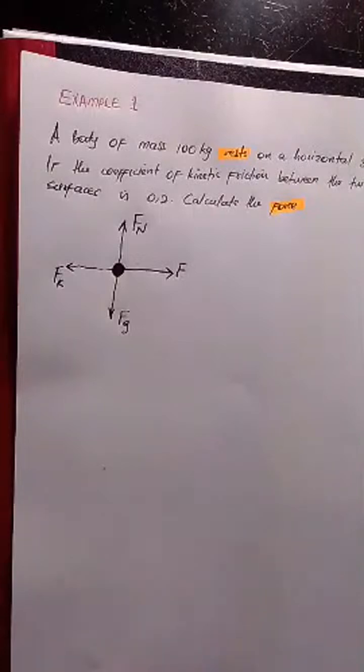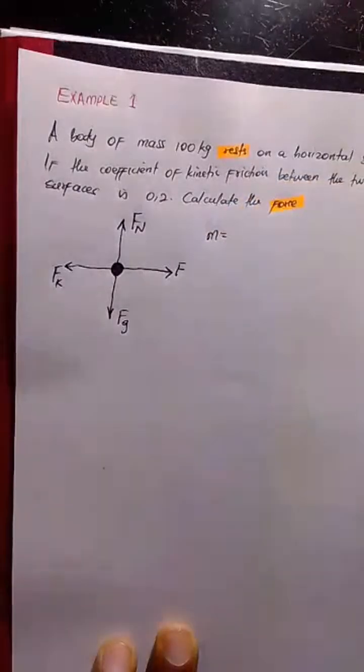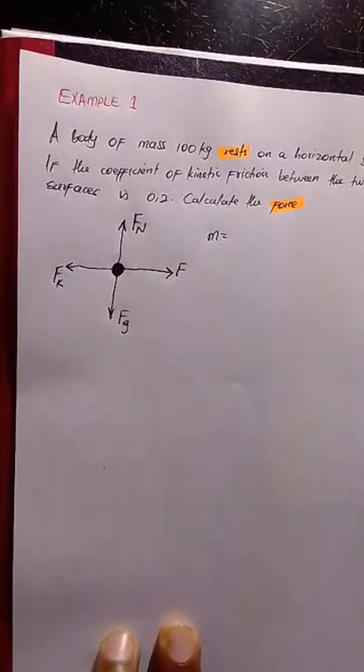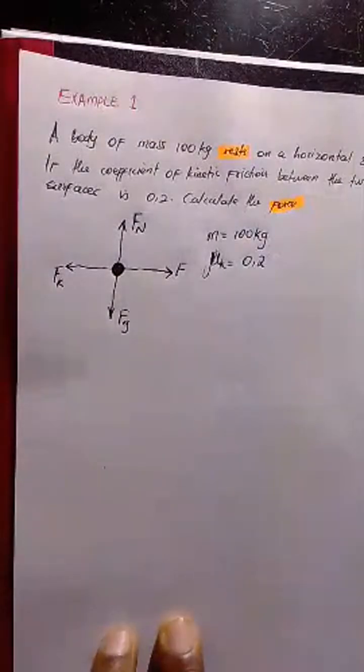Now we need to calculate our frictional force. Let's just write what we are given. We are given the mass of the object, which is 100 kg. And then we have the coefficient of kinetic friction as 0.2. So this is what we are given.